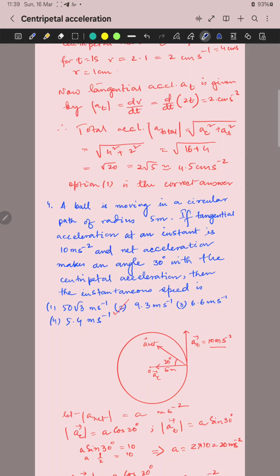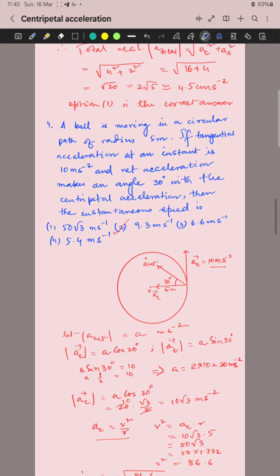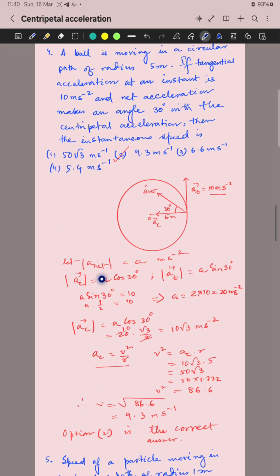Now the next sum, here a ball is moving in a circular path of radius 5 meters. So the radius of the circular path is given. Tangential acceleration is also given, 10 meter per second square, and the resultant of tangential and centripetal acceleration, which is the net acceleration, makes an angle of 30 with the centripetal acceleration. So we have to find the instantaneous speed utilizing this information.